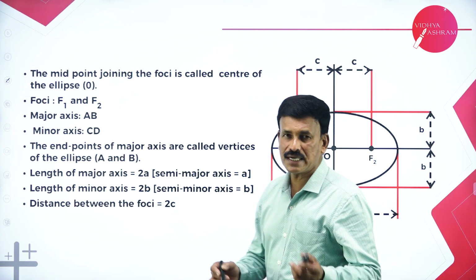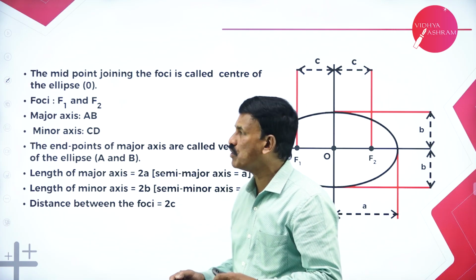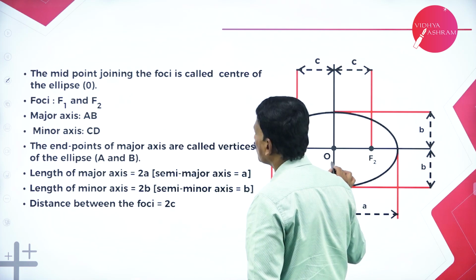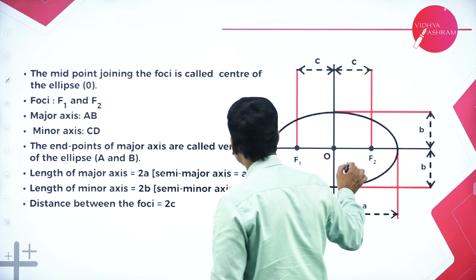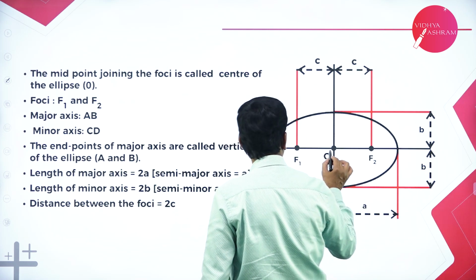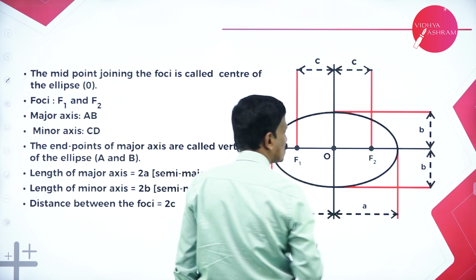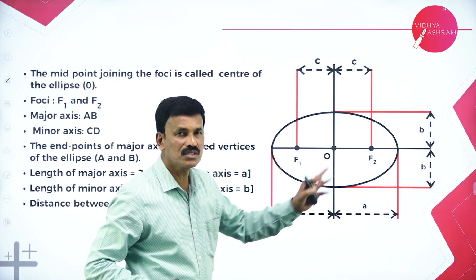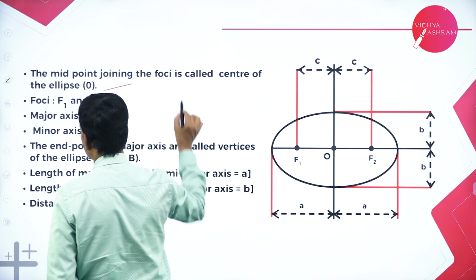Now by knowing that, let us know certain important points. F1 and F2 are the foci. The midpoint of the line joining the foci is called the center. So this is the center of the ellipse. The midpoint of F1 and F2 is the center of the ellipse, denoted as O.